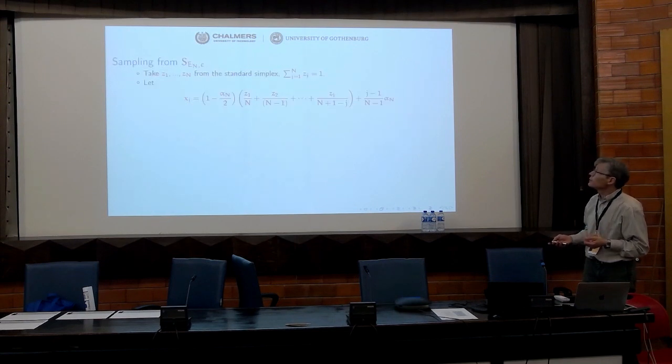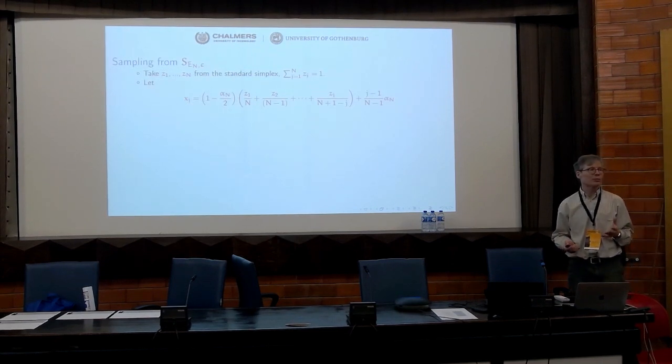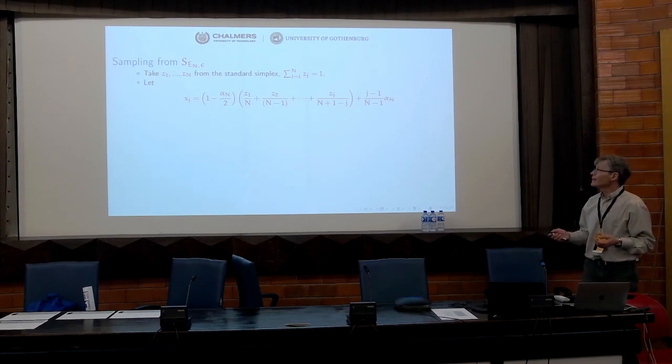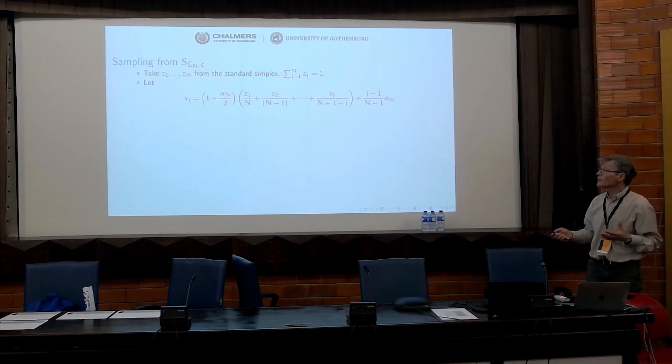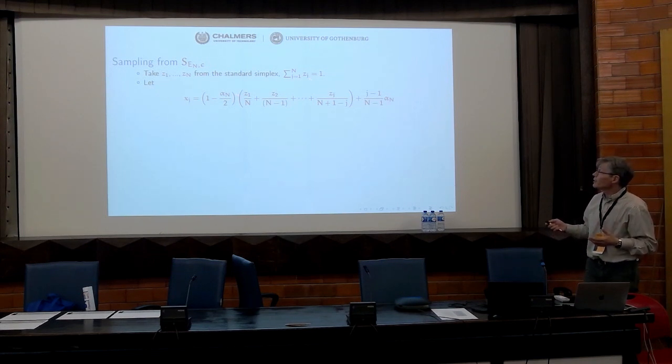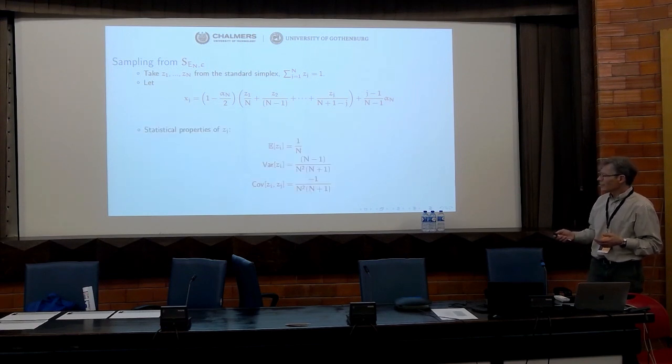So let me speed on. How do you, in practice, sample from this S^N epsilon? There is a formula for this. This is the factor saying how much excess energy you have, how much energy above the minimum energy, and you have the Z_j's belonging to the standard simplex, and you have this formula, and you can then prove that you have good properties.